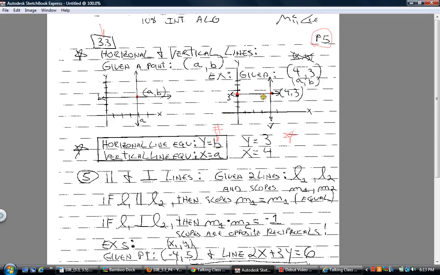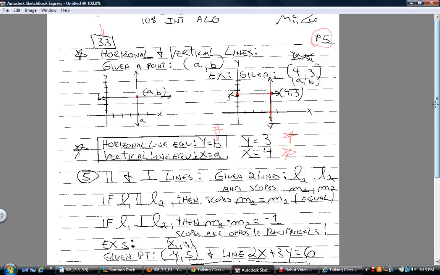Okay, let's go back to this one. Take (4, 3) and write the equation of a line that is vertical and goes through the point. I'd write (4, 3), vertical means up and down, and I would ask, where does it cross the x-axis? It crosses it at 4. X equals 4, and you are done. That's all you have to do on those.